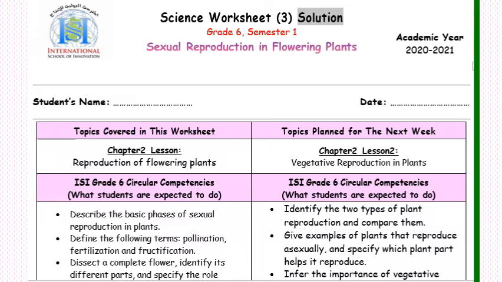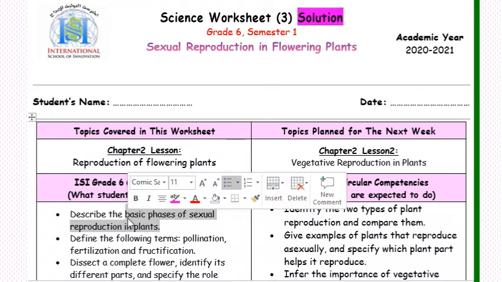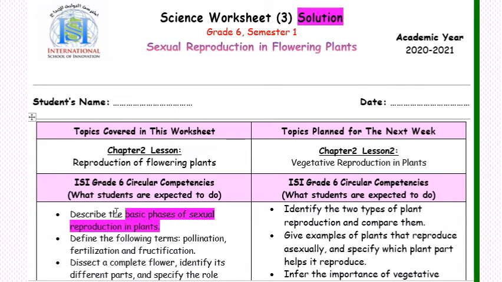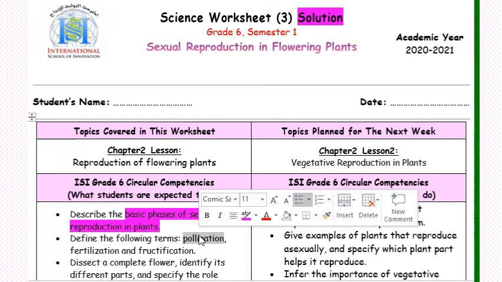In which we're answering questions about sexual reproduction in flowering plants. As a reminder, now we're talking here about basic phases of sexual reproduction. We said that reproduction happens in 3 different phases: pollination, fertilization, and fructification.